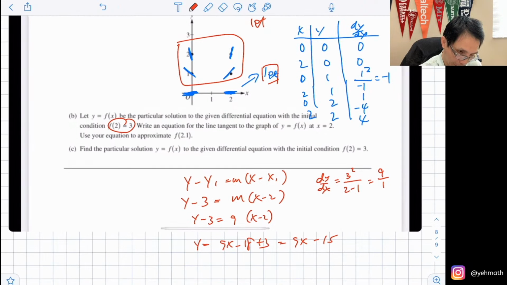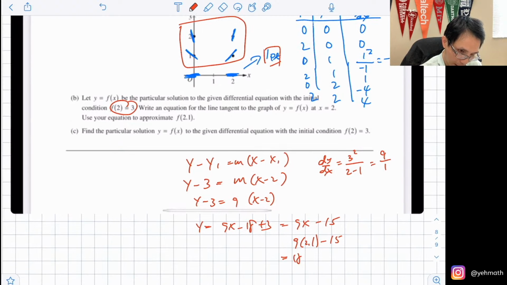Now plug in 2.1. 9 times 2.1 minus 15. Well, that's equal to 18.9, I believe. Is that right? Yeah. Minus 15, so that's equal to 3.9.